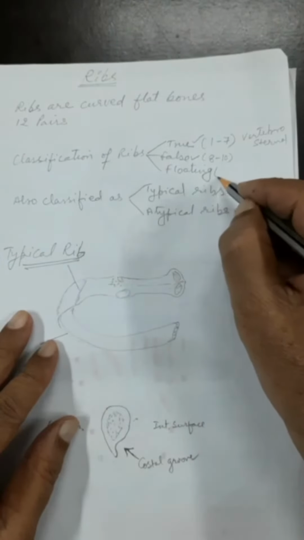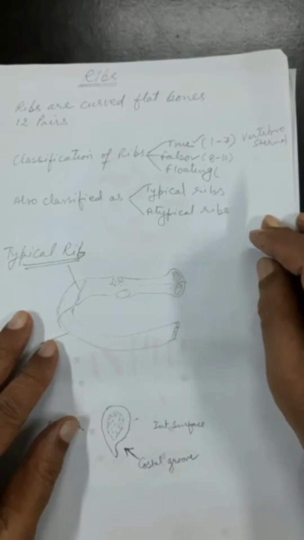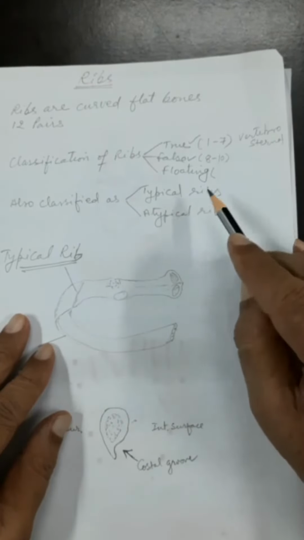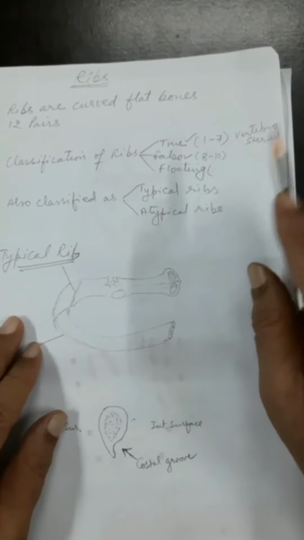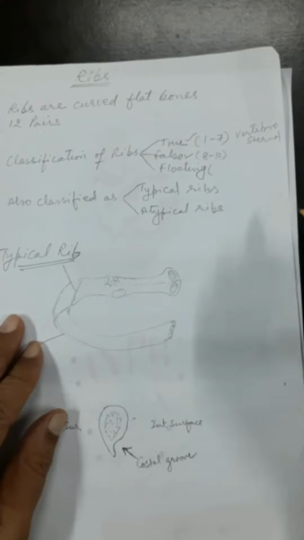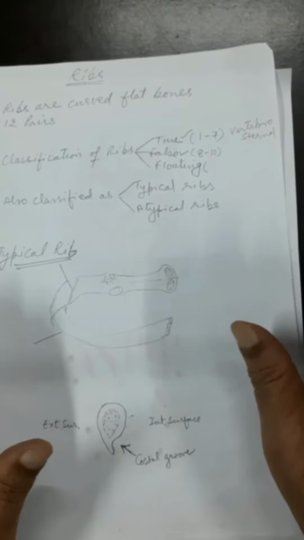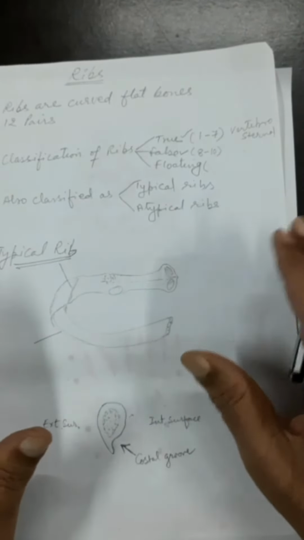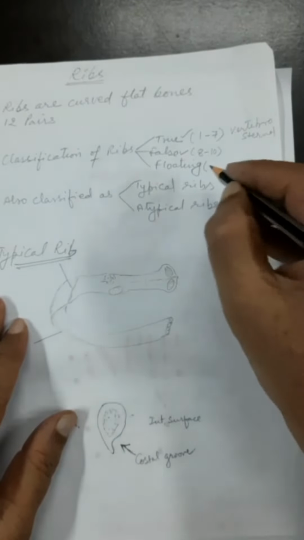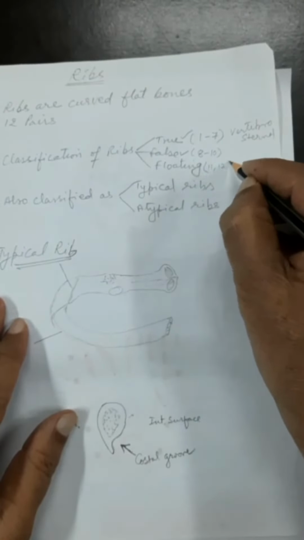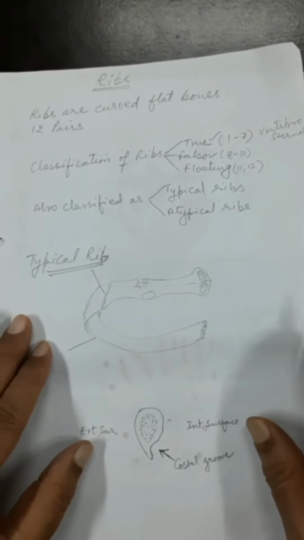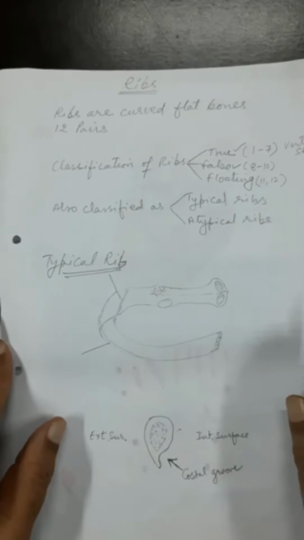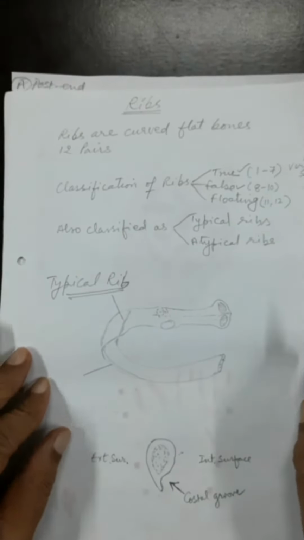And then the third category is the floating ribs, and these floating ribs don't articulate with any other ribs. Their anterior ends are free. Neither do they articulate with the costal cartilage of the upper rib, nor directly with the sternum. They are free and short, and it looks as if they are floating. So they are called floating ribs, and these are the 11th and the 12th ribs. Now these ribs are also classified in one other way.